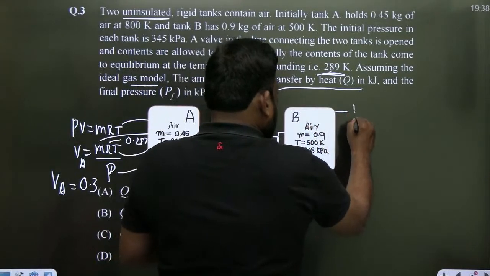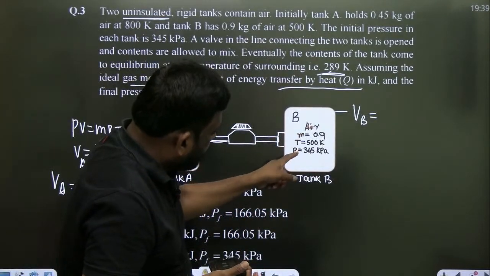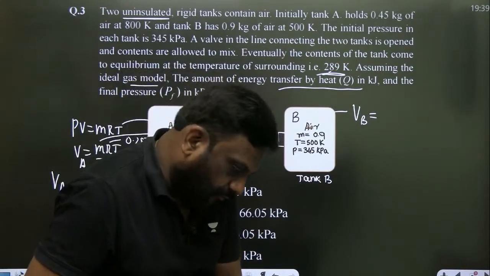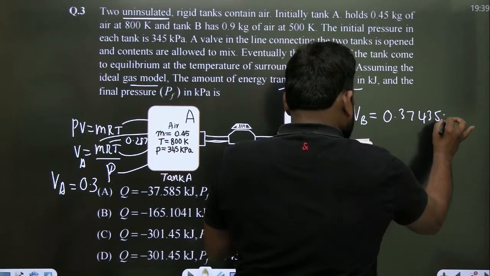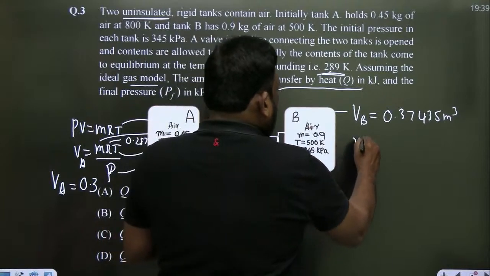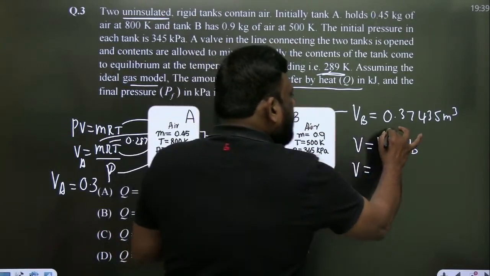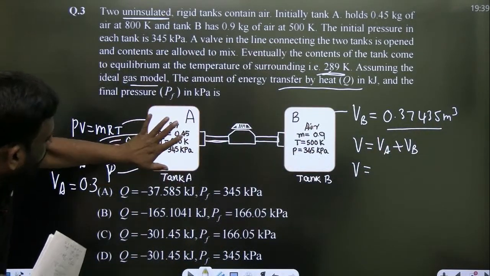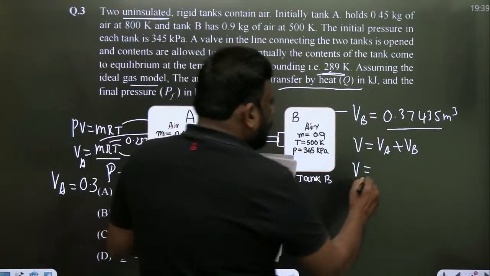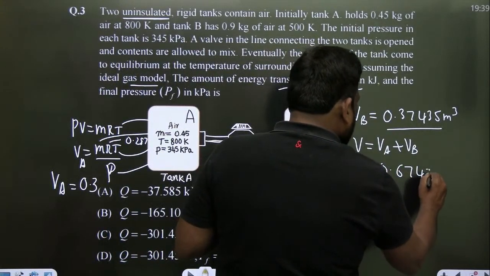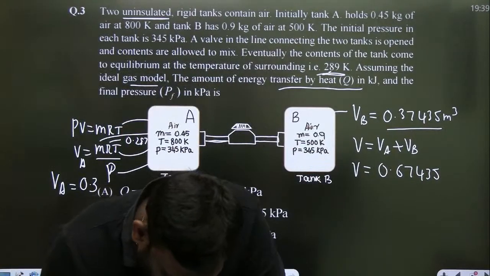हाँ, इसका वॉल्यूम कैलकुलेट करो, वॉल्यूम ऑफ बी सेम, हाउ डू आई कैलकुलेट? MRT by P, M is known, R is known, T is known by P, तो अगर हम कैलकुलेट कर रहे हैं वॉल्यूम ऑफ बी is 0.37435 मीटर क्यूब, ठीक है, and what will be the total volume? The total volume is VA plus VB, this volume is 0.299, I took it as 0.3, and this is 0.3 something, add, so the total volume is 0.67435. Now you may be wondering, sir मैं ये लेके क्या करूं? बहुत बढ़िया, any problems sir?